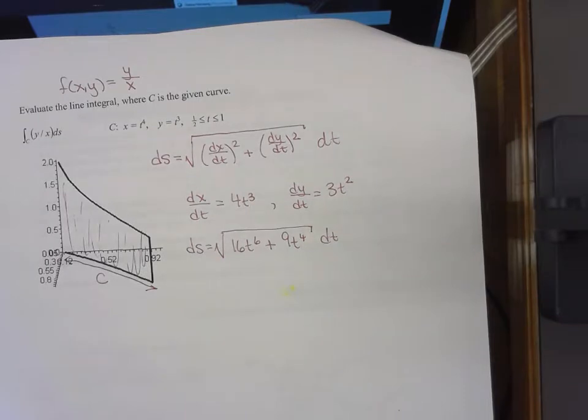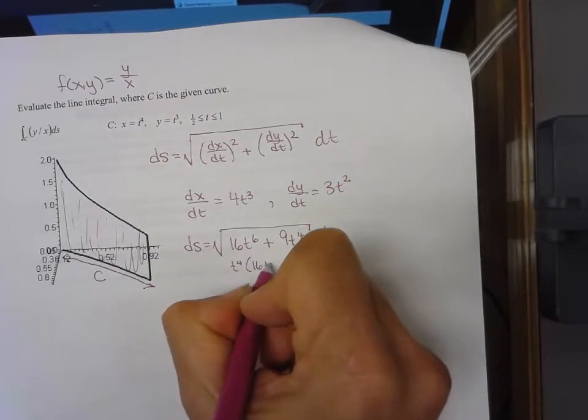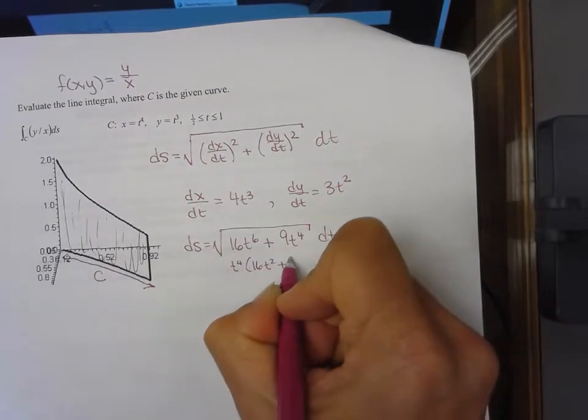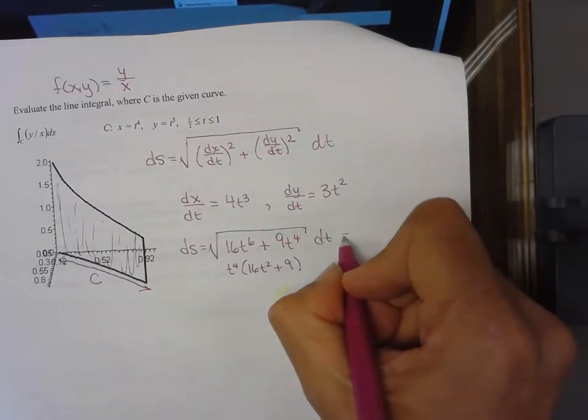I'm going to simplify that a little bit before I go on. What's the only thing we can really do with that? Yep, take out a t to the fourth, and then we'd be left with 16t squared plus 9. And then the square root of t to the fourth is t squared.